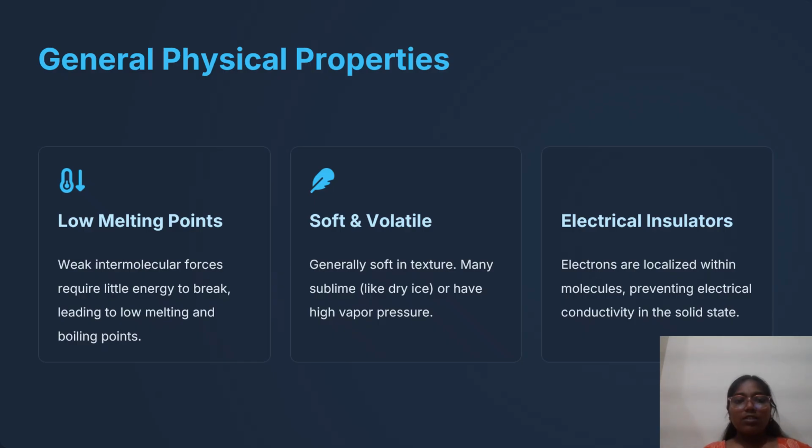General physical properties, low melting points. Weak intermolecular forces require little energy to break, leading to low melting and boiling points. Soft and volatile. Generally soft in texture, many sublime like dry ice or have high vapor pressure. Electrical insulators. Electrons are localized within molecules, preventing electrical conductivity in the solid state.